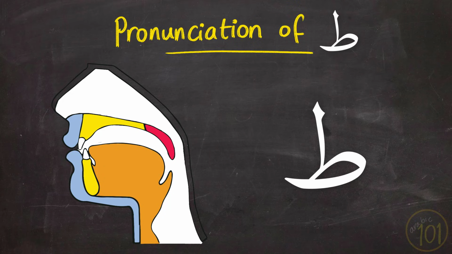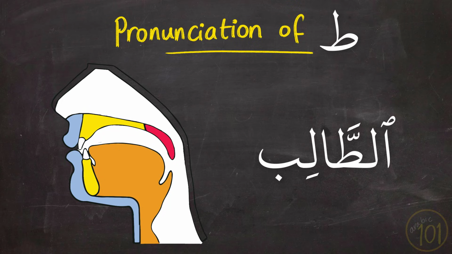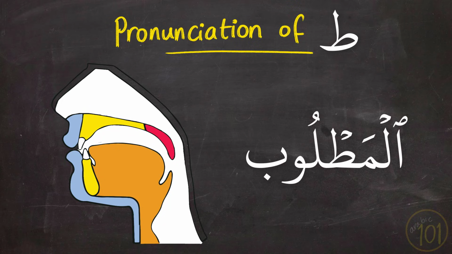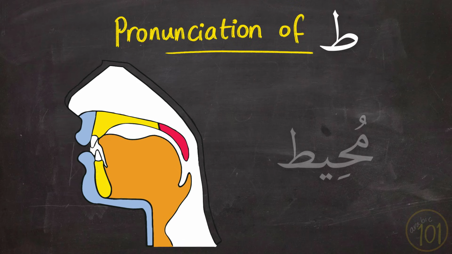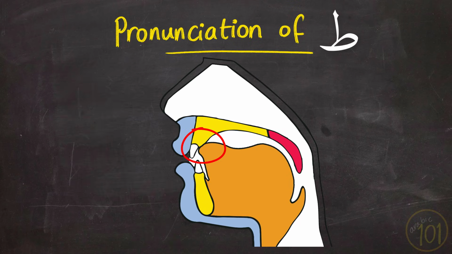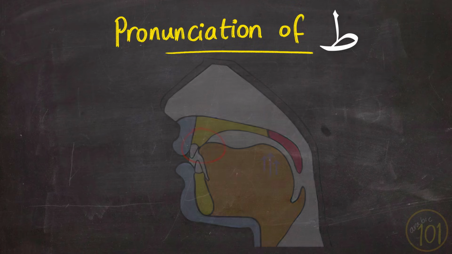الطالب، المطلوب، محيط. So the tip of the tongue is pressing against the alveolar ridge with a raised back of the tongue, and that is the most important component for ta.